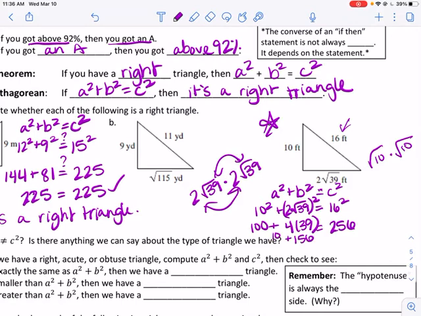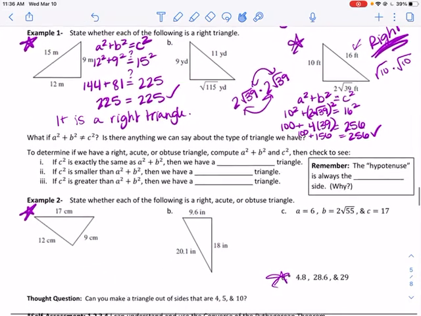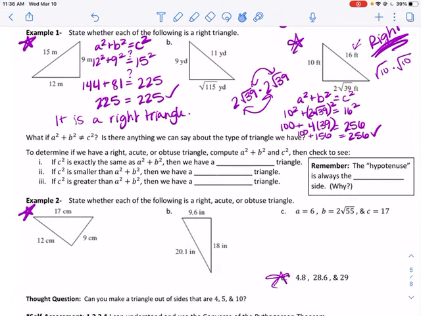Does 100 plus 156 equal 256? It does. So this is also a right triangle. I'm guessing that the one in the middle is not a right triangle. So if it were not equal, then it would not be a right triangle. Okay, so if a squared plus b squared does not equal c squared, what type of triangle is it? Because it's not a right triangle, right?